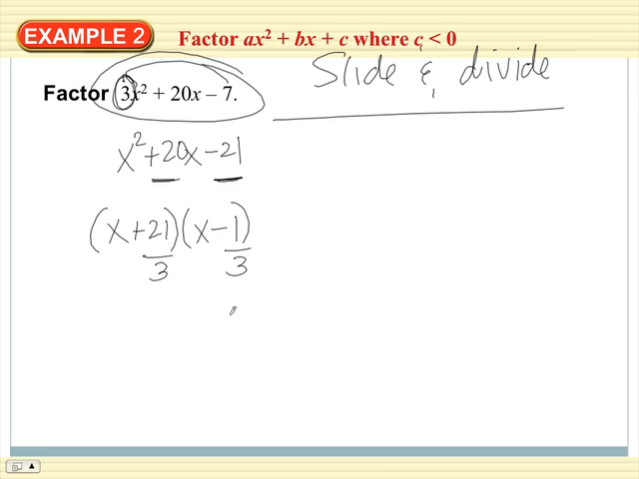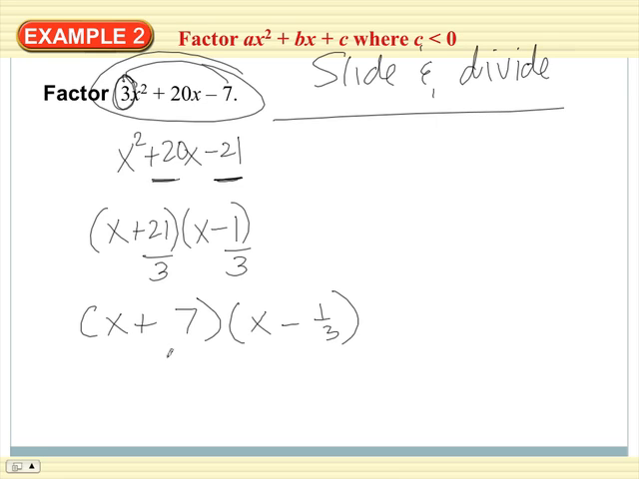Now, step number 4 is the simplify step. So step number 4, simplify these two things. So this becomes x plus 7. And 1/3 doesn't simplify, so I'm going to leave it there for now. X minus 1/3. Now this can't be it either, because x times x still gives me x squared and not 3x squared. So step 5 is your last step.